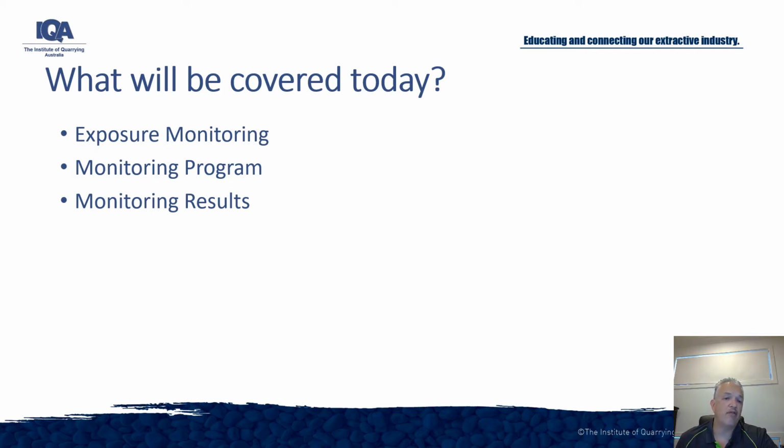The last one we'll cover is monitoring results. We'll look at what are the good internal reporting requirements, reporting of exceedances internally, but also reporting of the results to regulators if required in your state. Currently, only Western Australia, Queensland and New South Wales have that requirement.